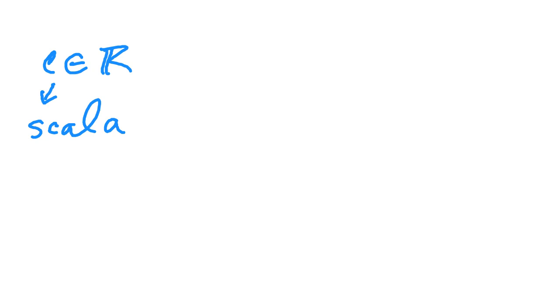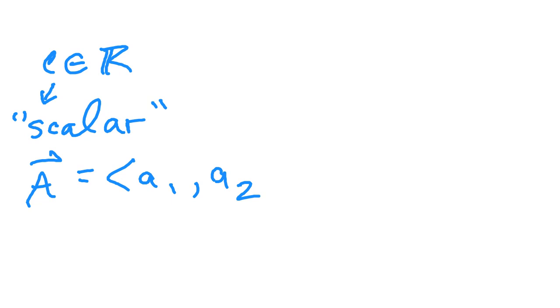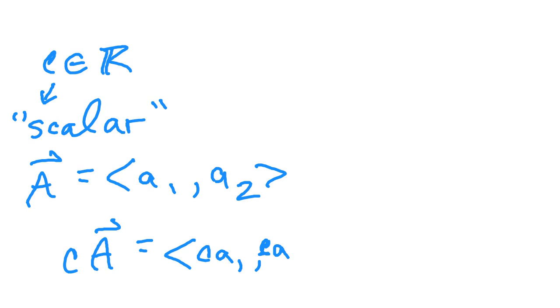We can write: if c is an element of the real numbers, so that'd be just some scalar, that's a constant. So this is called a scalar. Some specific number. If we have a vector given by a1, a2, then we can take c times a vector and get ca1, ca2. Basically it's pretty simple.